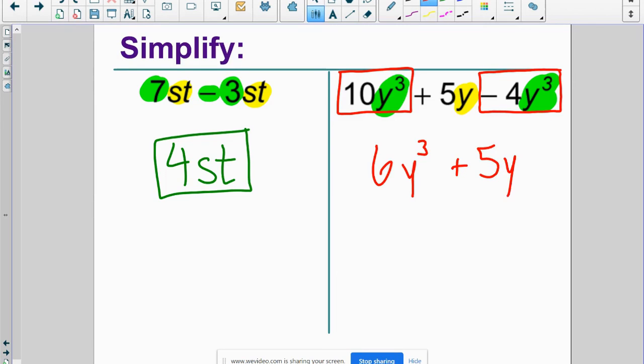And you might say, well, do we add those together to get 11 something? And the answer is no, because they're not like terms. One has y to the third power, the other one's just y to the first power. Since you can't combine those together by adding them, that would be our final answer. Sometimes our answer has two terms in it, and that's okay.